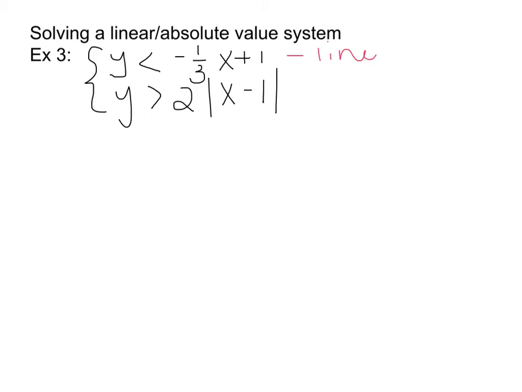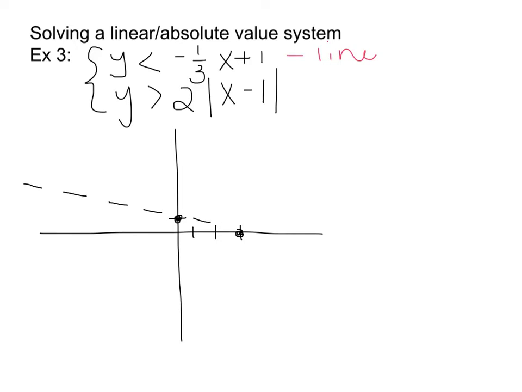Okay, so let's start with our line. So I'm going to put a dot at +1 on my y-axis, and then I'm going to go down 1 and to the right 1, 2, 3. Okay, since it's just less than, this should be a dashed line. And then you are looking to shade everything below your line since it's less than.